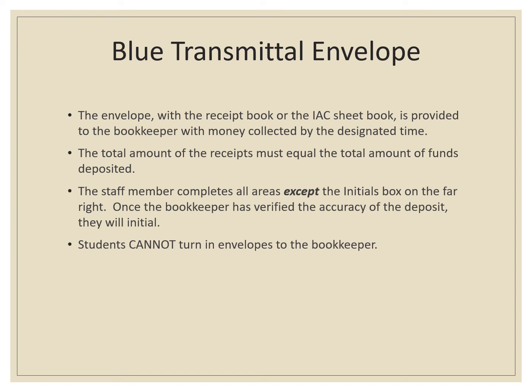The blue transmittal envelope with the receipt book or the IAC sheet book is provided to me, the bookkeeper, with money collected by 2:30 p.m. daily. The total amount of receipts must equal the total amount of funds deposited. The staff member completes all areas except the initial box on the far right. Once I have verified the accuracy of the deposit, I will initial. Students cannot turn in envelopes to me, the bookkeeper.